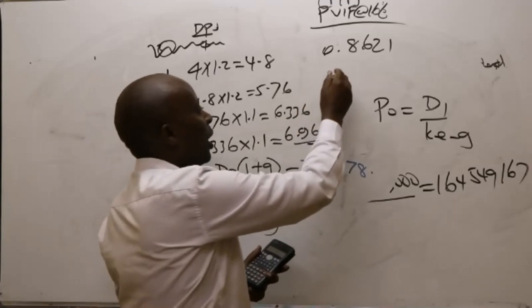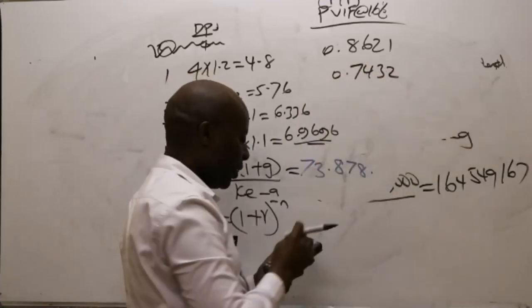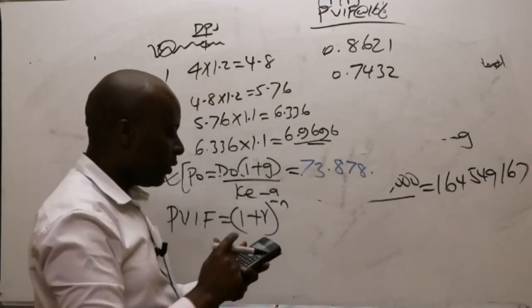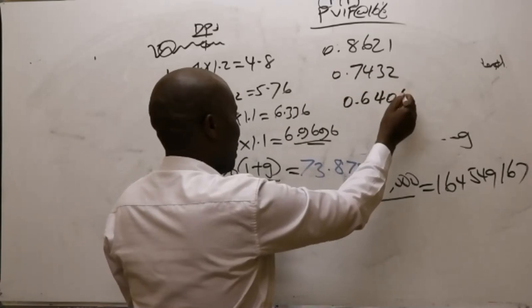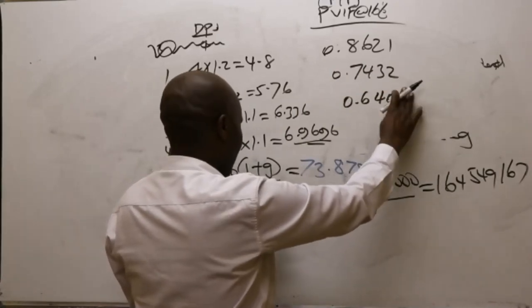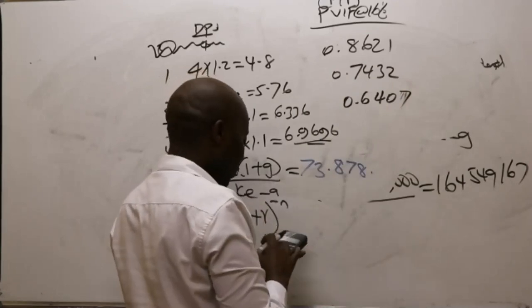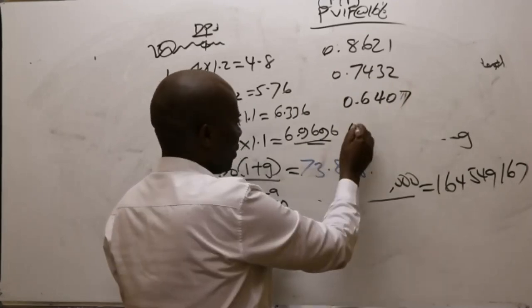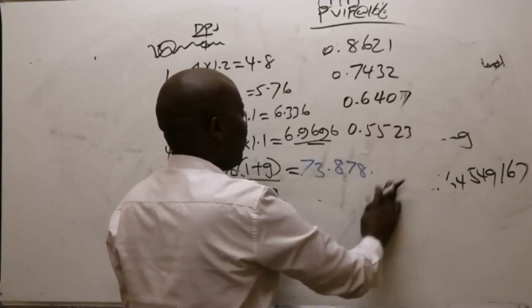Raised to 2, I have 0.7432. Raised to 3, I have 0.6407. From there we have 4, which will end up giving us 0.5525.